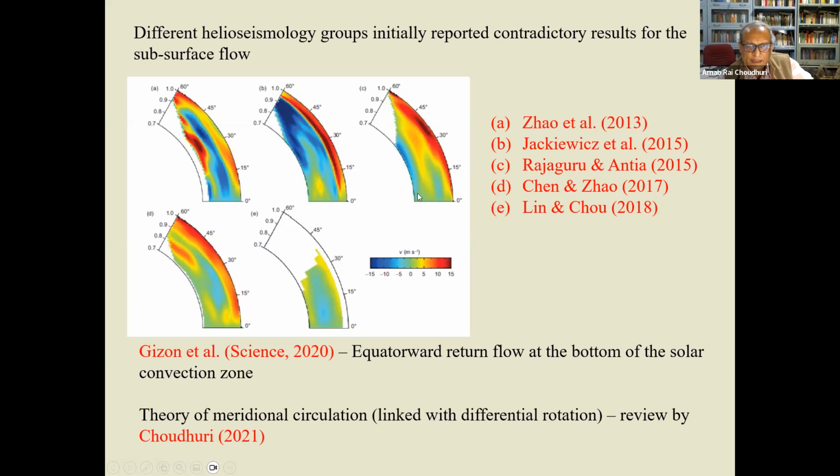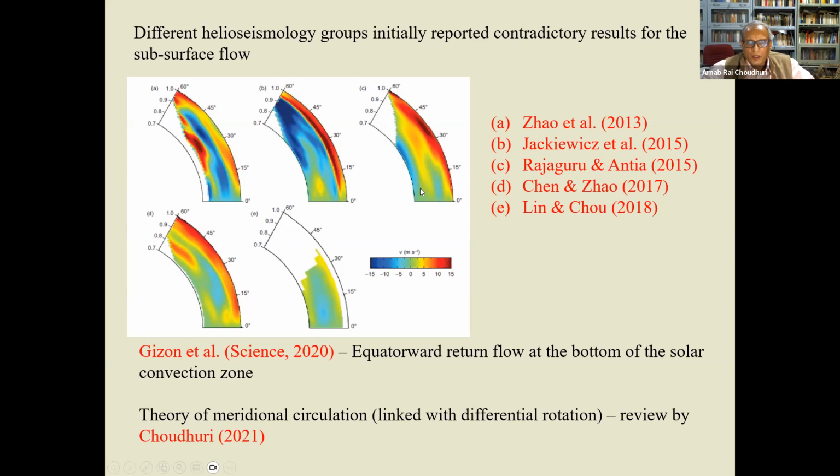And what is this region? And what is this curve at the bottom? So I suppose all of you know that the sun has a convective envelope surrounding a radiative core. So this bottom surface, which is at 0.7 solar radius, is the bottom of the solar convection zone. So they concluded that this return flow takes place at the bottom of the convection zone.